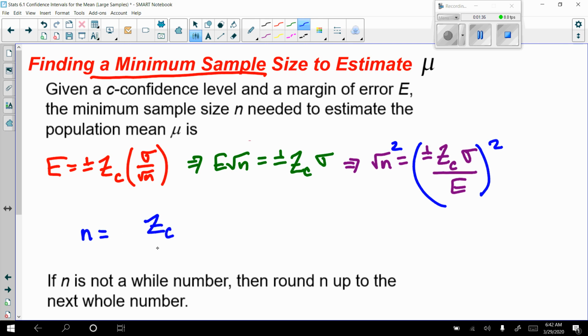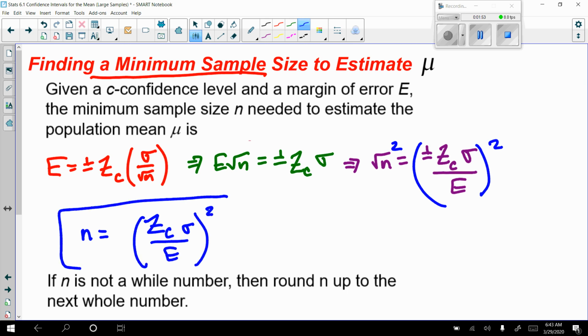my critical value, z. The plus or minus goes away because when I square a positive, it's positive, and when I square a negative, it's positive. So it's going to be the critical value times sigma, divided by E, and all of that squared. So using this formula, I can always find what my minimum sample size needs to be.